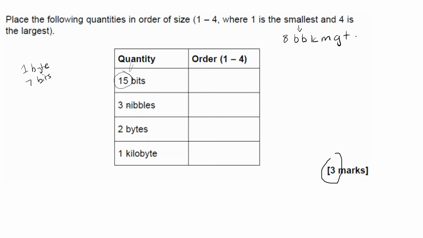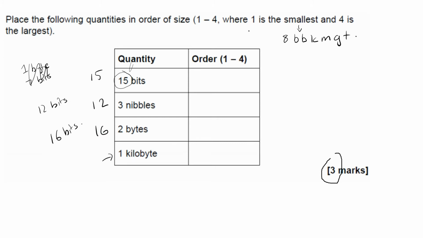3 nibbles is, so you've got half a byte times 3, so it's 4, 8, 12 bits, so 12 bits. And then we've got here 2 bytes is 8 bits times 2, so that's going to make 16 bits. Now kilobyte is going to be the biggest one, isn't it? Because kilobytes are much larger than any of these on here. So if we look at this, we've got 15 bits, we've got 12 bits, we've got 16 bits, and then we've got kilobyte, which we don't even need to bother working out.